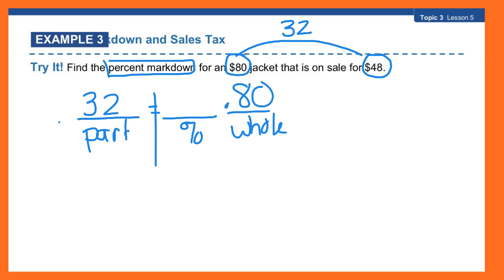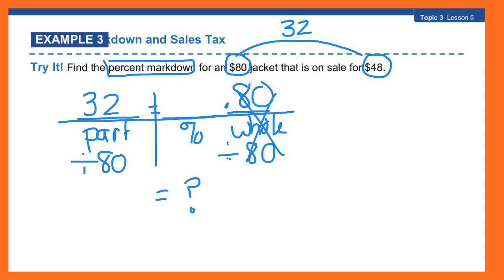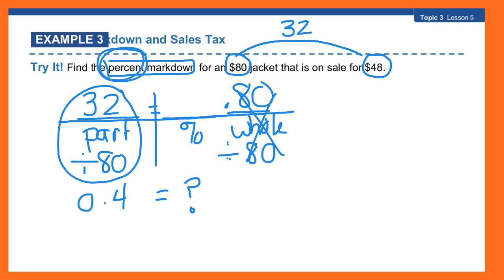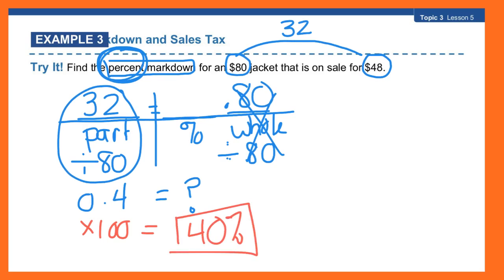Now, it looks like my numbers are divided by the equal sign. In order to solve this, I'm going to do the opposite of multiplying by 80, which is dividing by 80. That cancels. And my percent is whatever this is, almost. So 32 divided by 80 is 0.4, but remember, if they ask me for a percent, I have to do one extra step. And this is a 40% markdown, or it's on sale for 40% off.